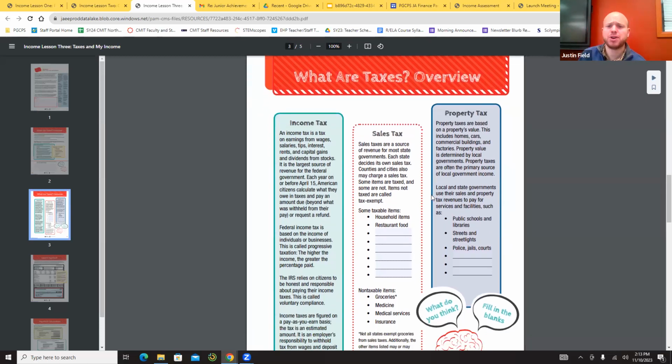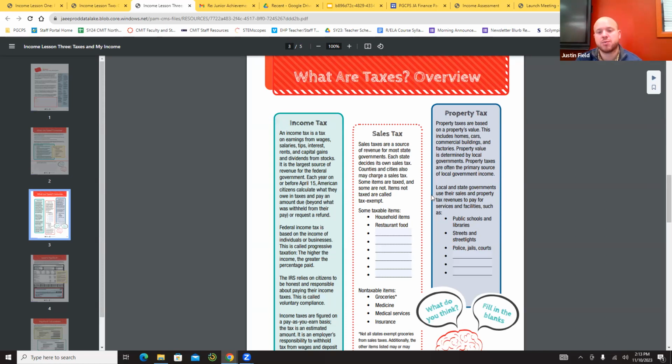And lastly, property tax. Property taxes are based on a property's value. This includes homes, cars, commercial buildings, and factories. Property value is determined by local governments. Property taxes are often the primary source of local government income.